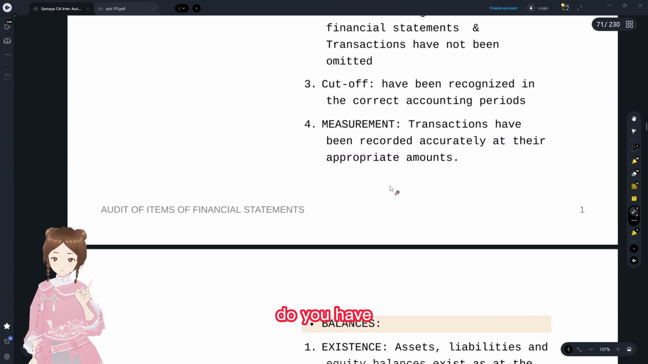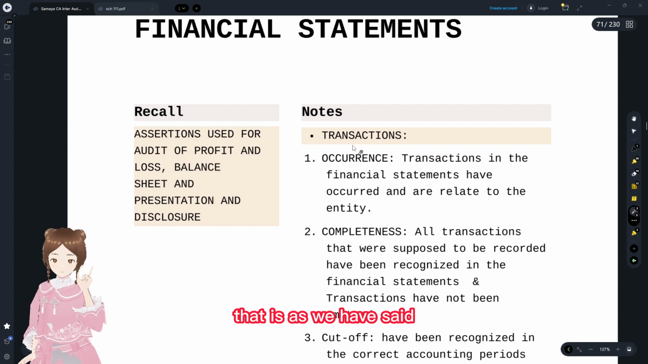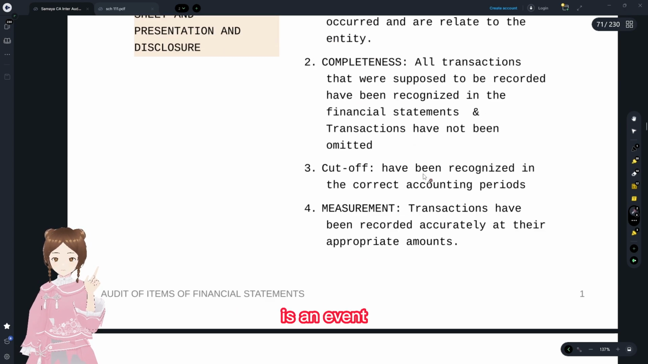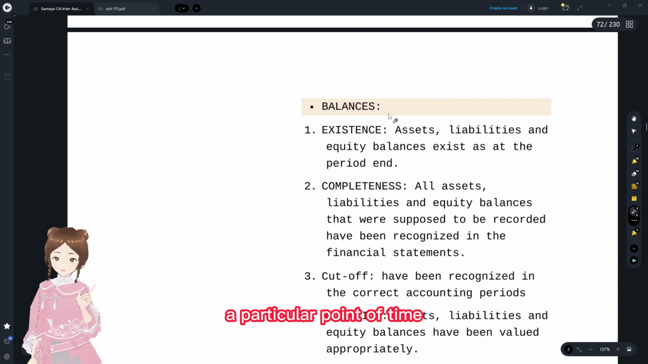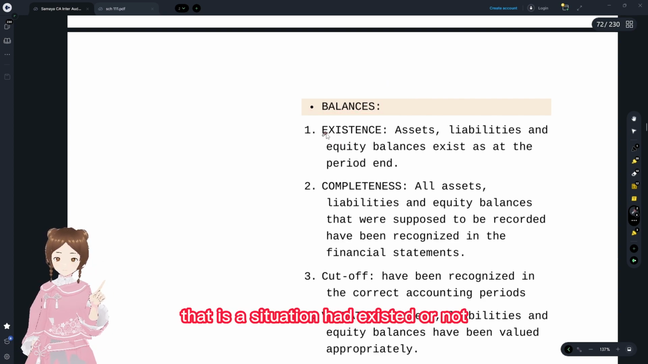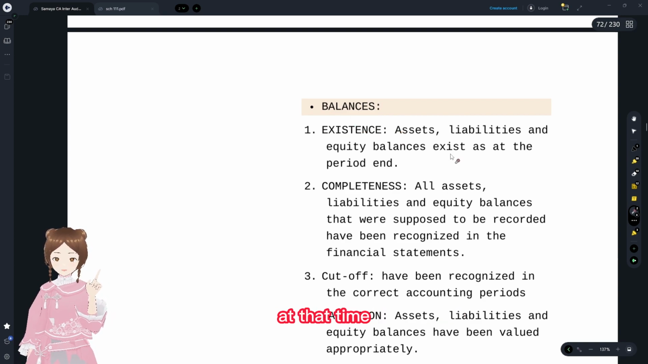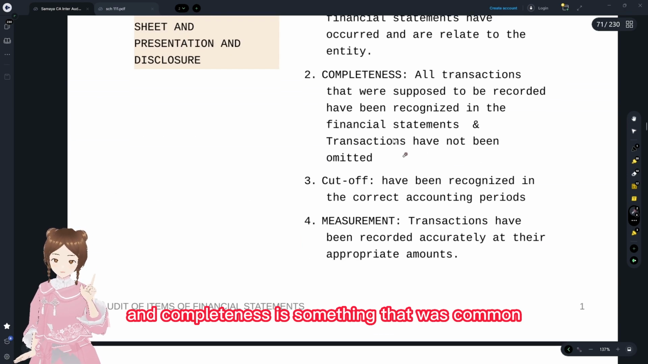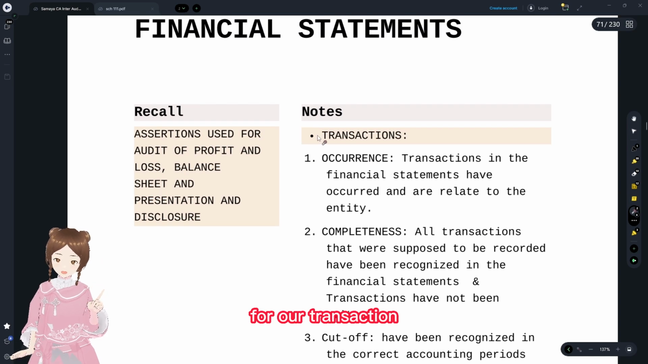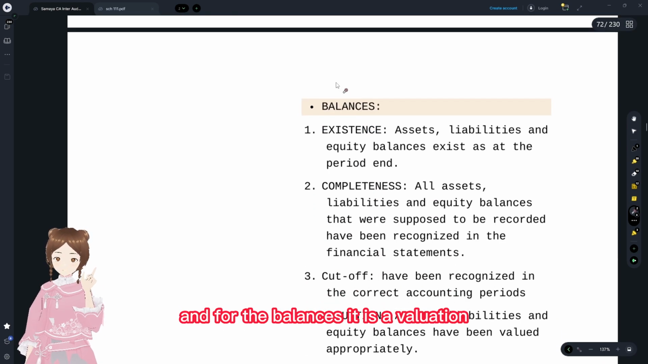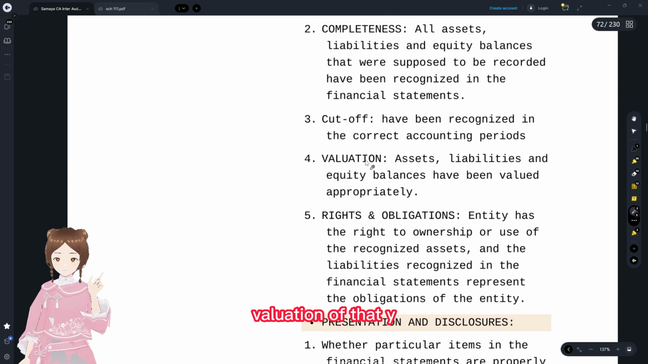Okay, for a transaction you have to check occurrence. As we have said, a transaction is an event. A balance is a situation at the end of a particular point of time, that is, whether a balance had existed or not at that time. Completeness is common, and cutoff is also common. Measurement for a transaction becomes valuation for the balances. You have to check the valuation of that.